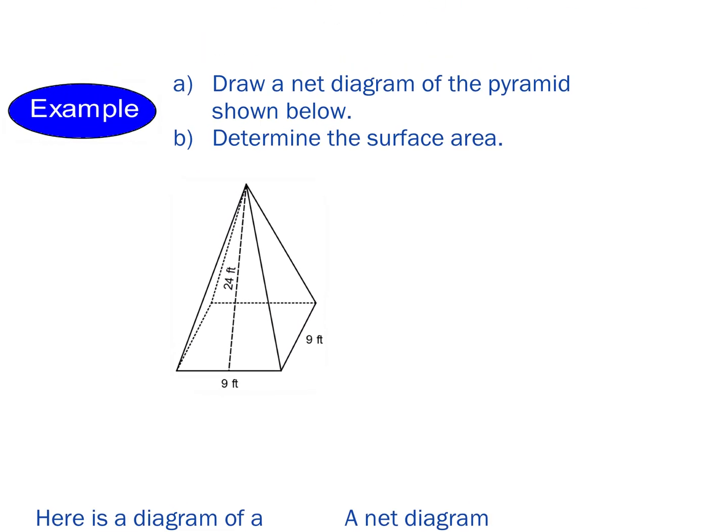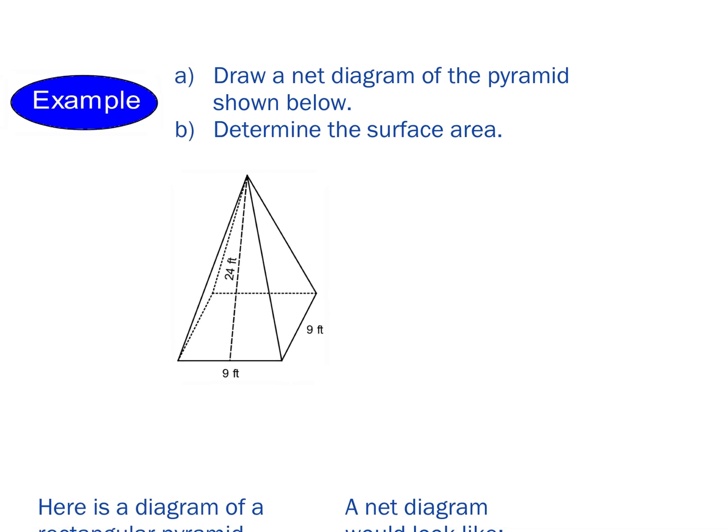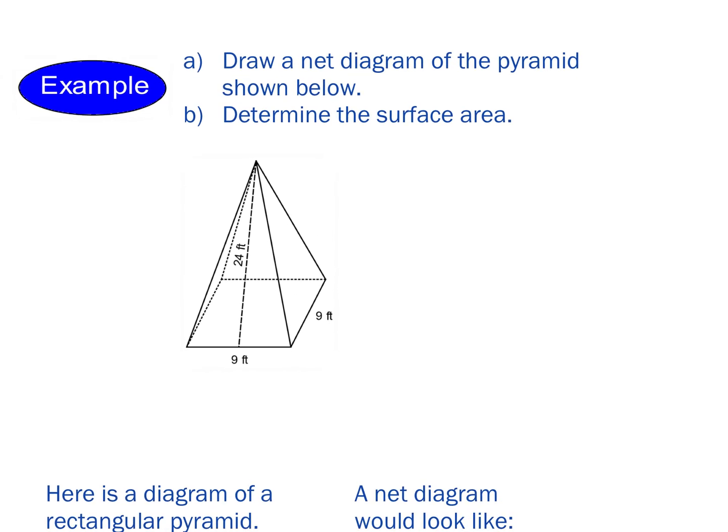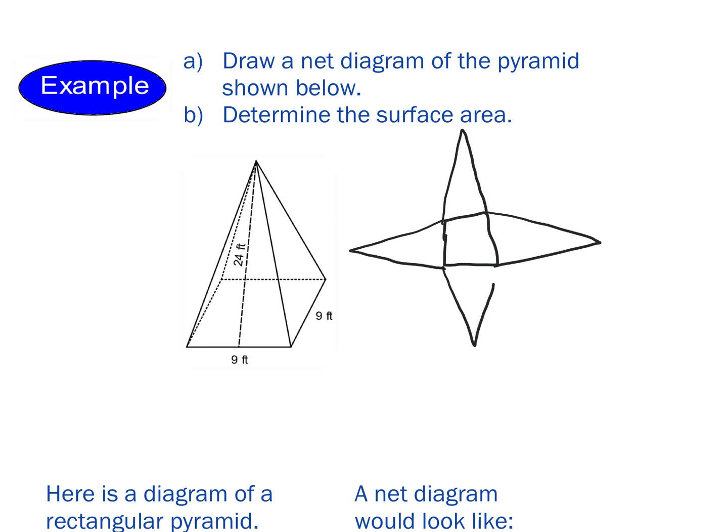So we have a square-based pyramid here, and I want us to draw a net diagram of it and determine the surface area. All right, so in the middle of this thing, we are going to have a square, and then we're going to have 4 triangles shooting out of it. Doesn't have to be fancy.